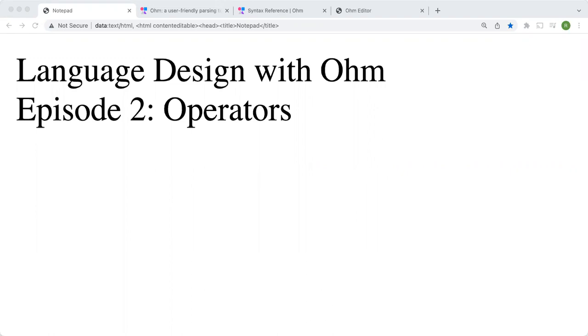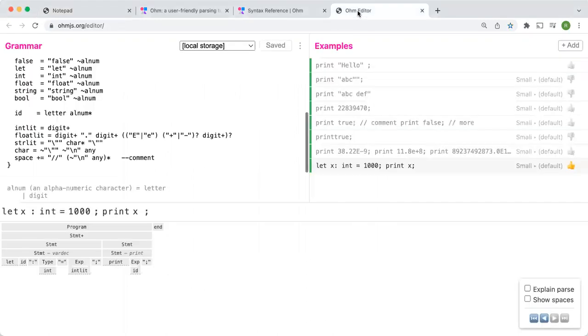In episode 1, we built a small programming language with print statements and variable declarations, but each of our expressions were limited to simple numbers, booleans, and strings. In this episode, we're going to continue adding in some operators.